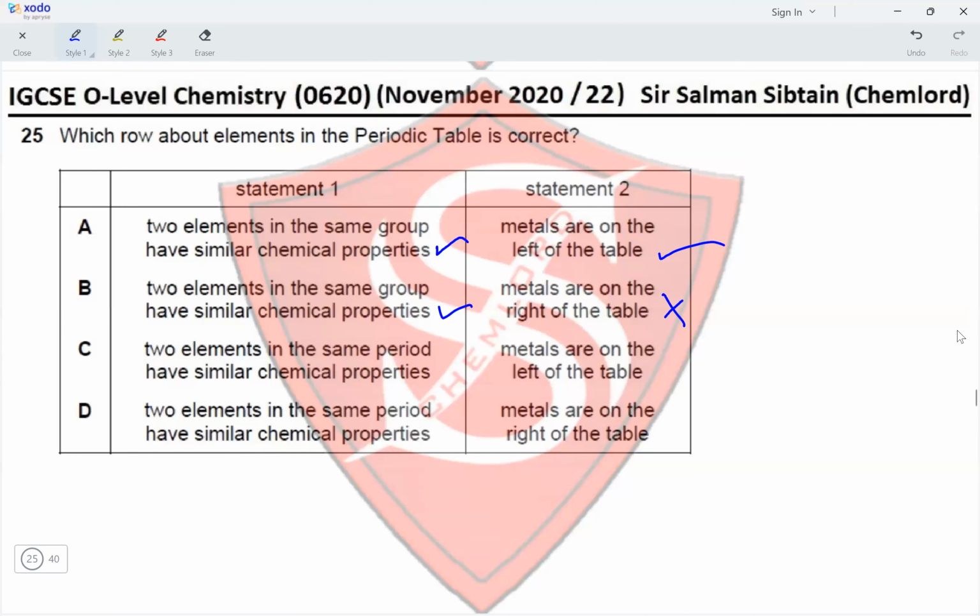Next, two elements in the same period have similar chemical properties. No, because they are in different groups, they will have different chemical properties. Metals are on the left of the table. Yes. Two elements in the same period have similar chemical properties. No, they have different chemical properties. And metals are on the right of the table. No, metals are found on the left side of the periodic table. Therefore, the correct option for this question is option A.